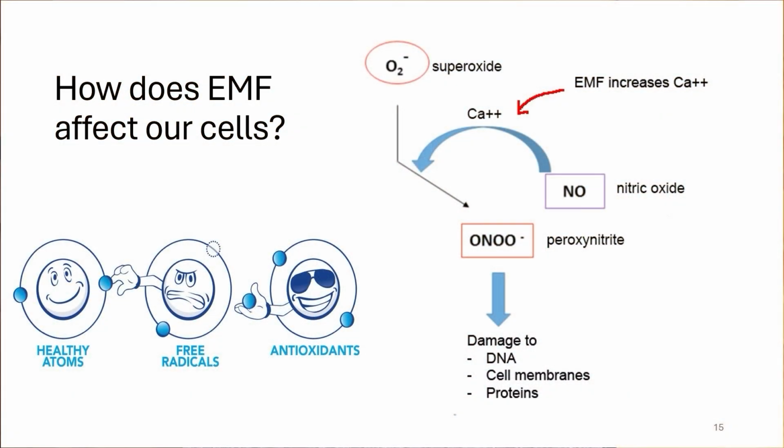The next way is when we actually use that calcium to create reactive oxygen species, or ROS. When we have increased calcium, that can affect our nitric oxide pathway, and it can combine with superoxide and create this molecule called peroxynitrite, which is the most radical of the free radicals in our body.